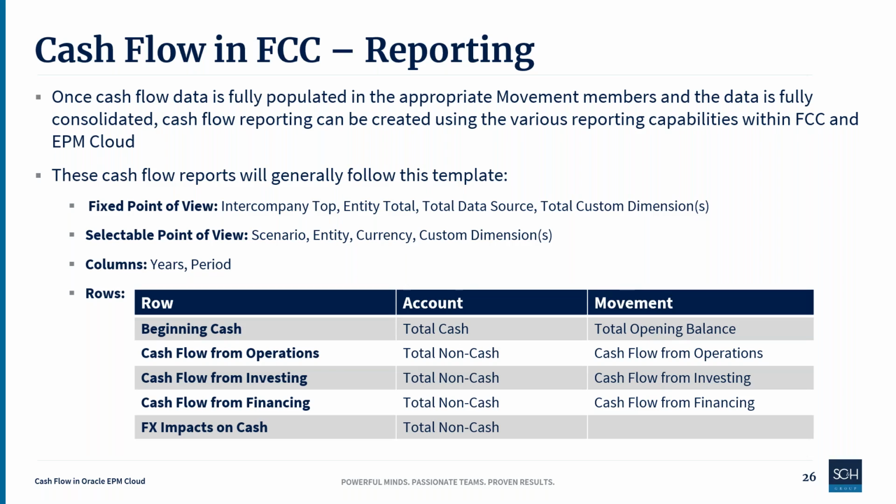And again, I recommend going back and looking through this in more detail, but generally it's the same sort of thing where you're going to be using a combination of the account and movement dimension to derive your cash flow line items. We'll show a report on the next page here, but you'll have your beginning cash, which is going to use that total cash and total non-cash portion of that balance sheet. And then in your movement, you'll go from your total opening balance through all of your cash flow movements, and then through your FX impact on cash to get all the way down and populate that report.